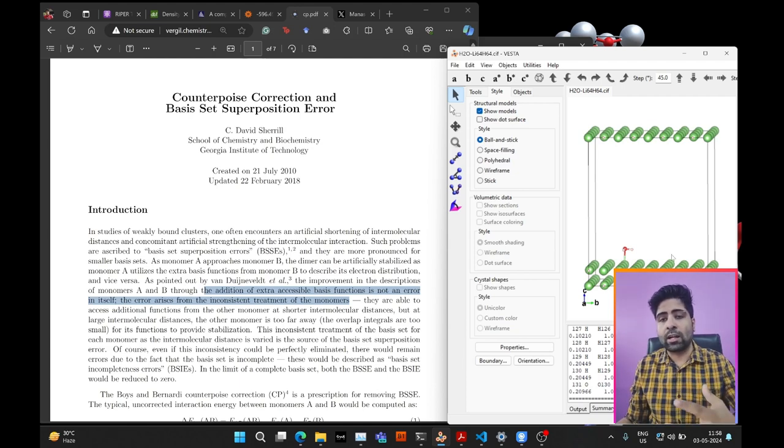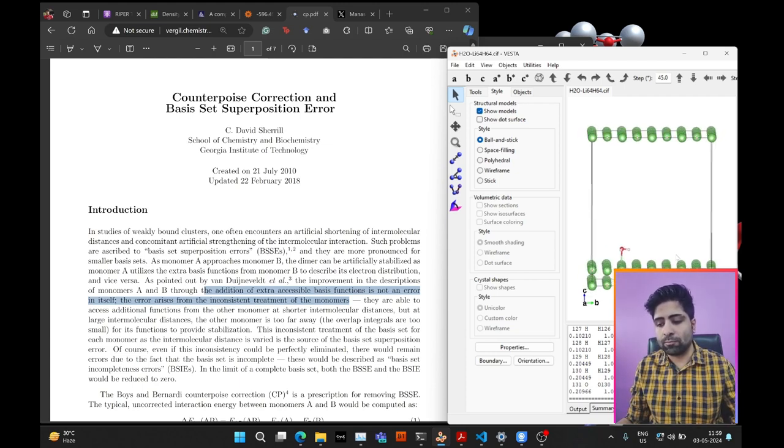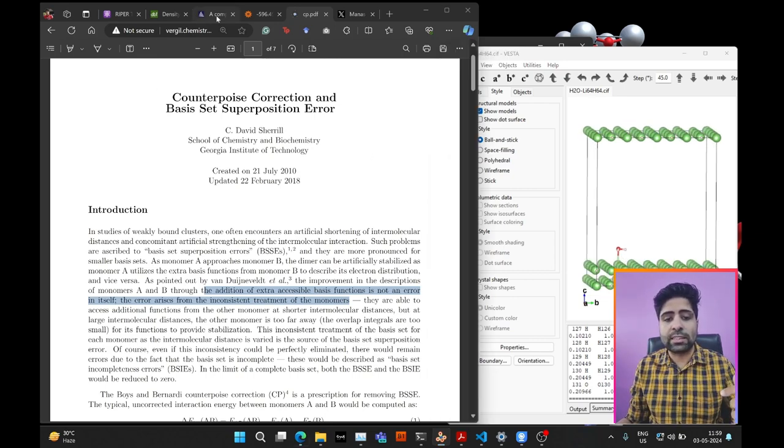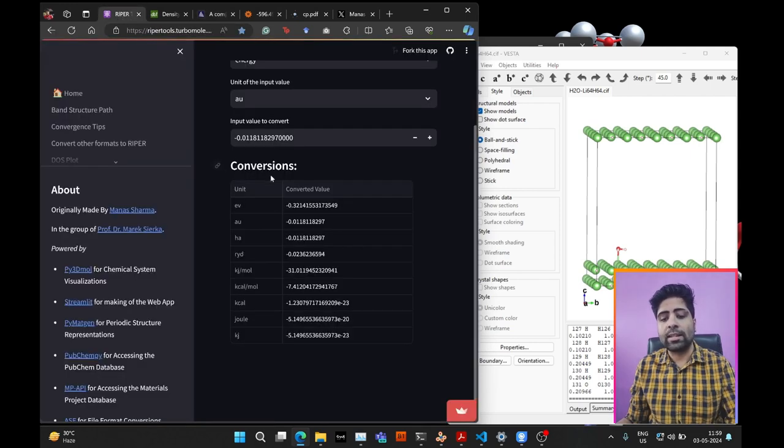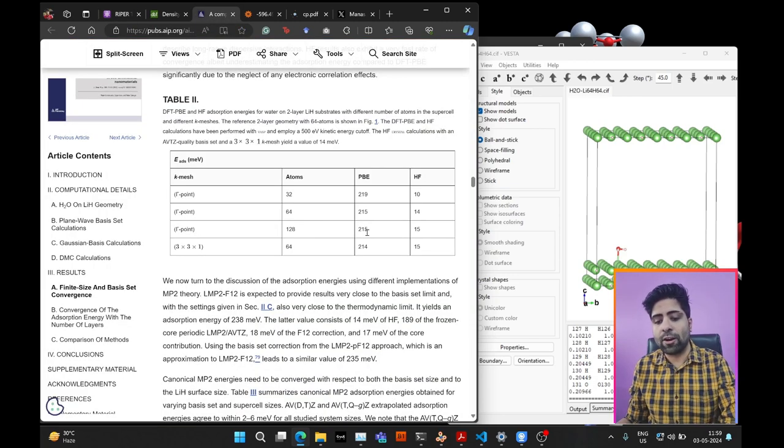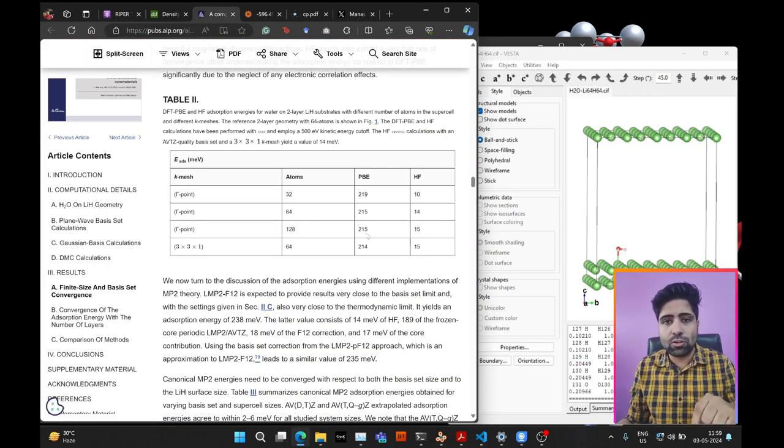However, if we were in the complete basis set limit, then we wouldn't have this error. But since we are not there, we get this basis set superposition error, which results in slight overstabilization, and that is why our adsorption energy value, that is the magnitude, is slightly higher compared to the reference value. Now, in this tutorial, I'm going to show you guys how to calculate the adsorption energy such that it is free from this basis set superposition error.